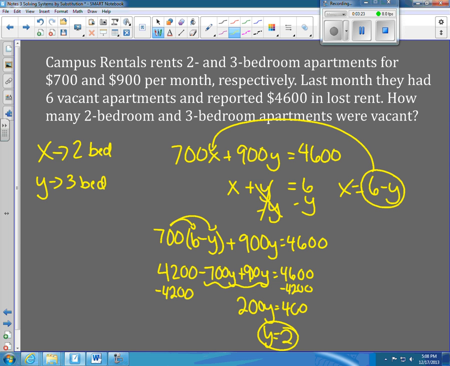Now to find how many 2 bedrooms, we're going to plug it in for y. So x equals 6 minus 2. So x is 4. There were 4 2-bedroom apartments left open, and there were 2 3-bedroom apartments left open.